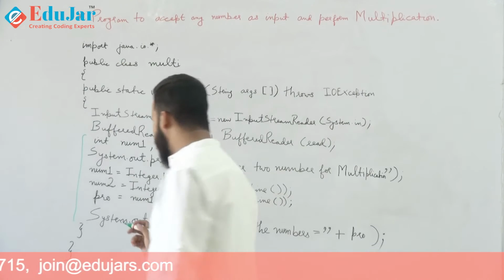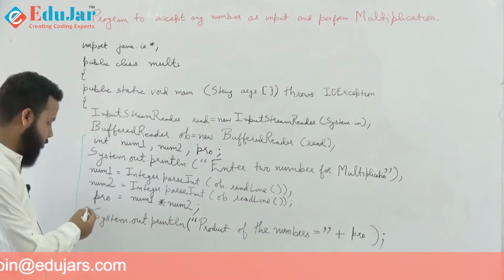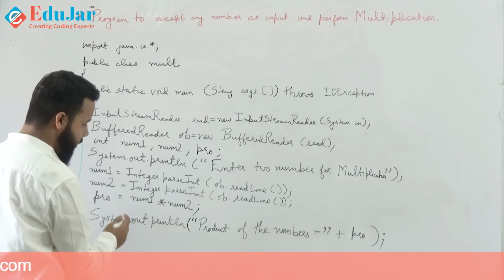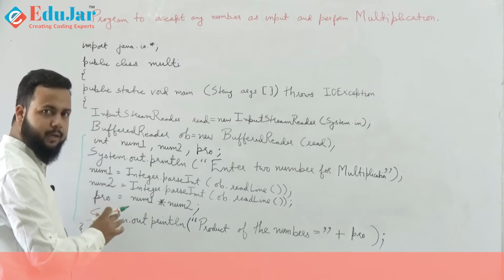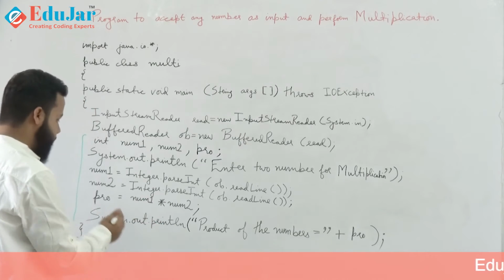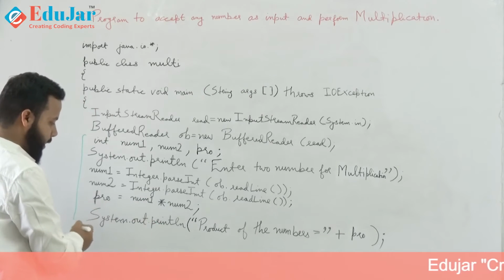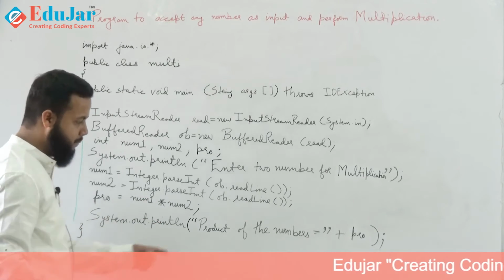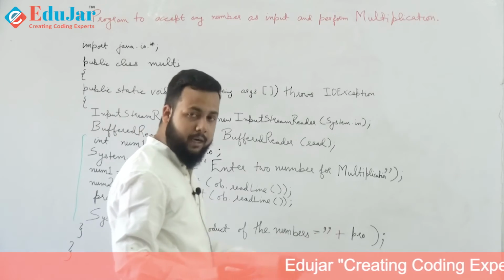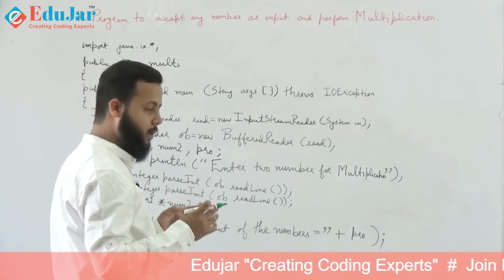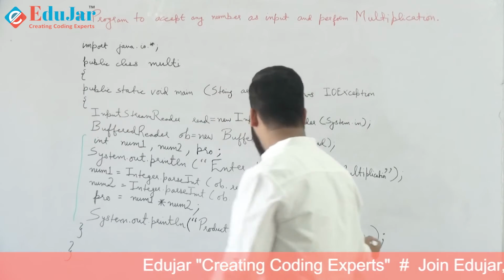And here we have done the operation part. You can see product pro equal to num1 into num2. Whatever the first number entered and the second number are, they will be multiplied and stored in pro. And you can see the last System.out.println, product of those two numbers: whatever was stored in pro, the multiplication product will be shown over here.